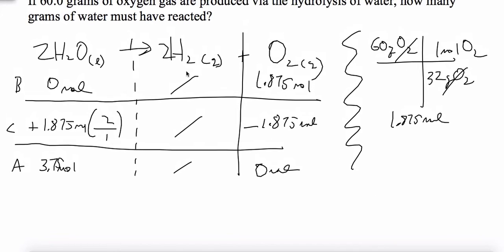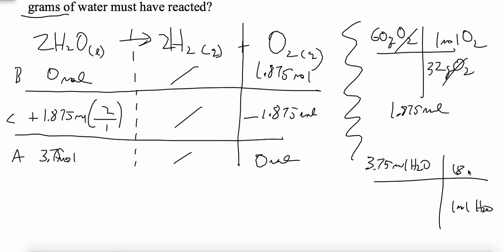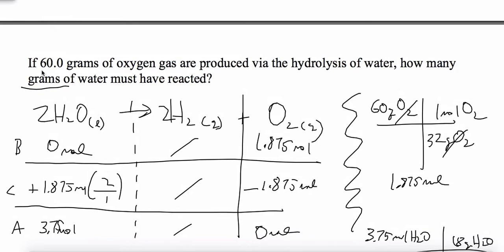And it's asking for grams of water. So I'm going to go over here to my conversion side. 3.75 moles of H2O, for every 1 mole of H2O there's 18 grams of H2O. And I'm going to get 67.5 grams of H2O liquid. Okay. So 3 significant figures here, 3 significant figures here. I'm good to go.